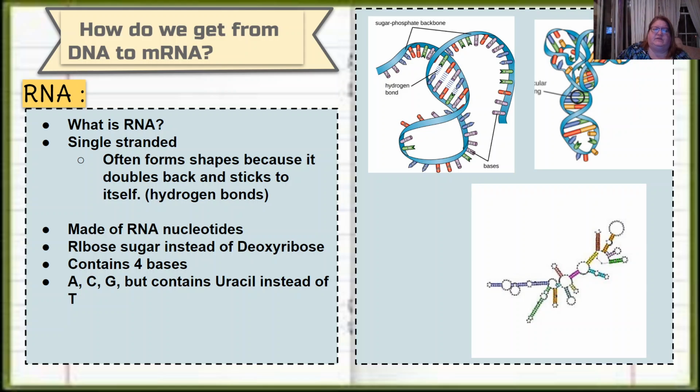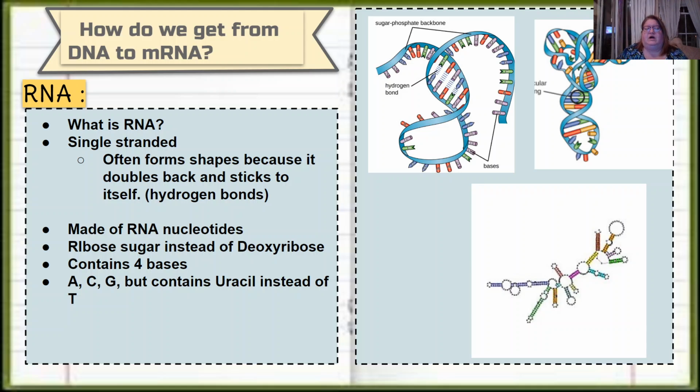It is also made of nucleotides. We just call them RNA nucleotides. They have ribose instead of deoxyribose, thus the name ribonucleic acid. They also have four bases, and they're almost the same. They have A, C, G, adenine, cytosine, and guanine, but mRNA has uracil instead of thymine.